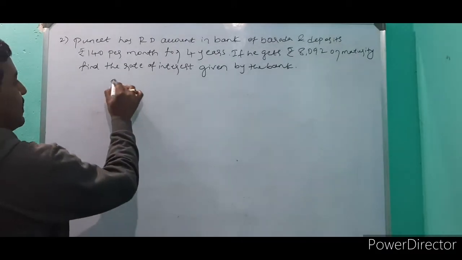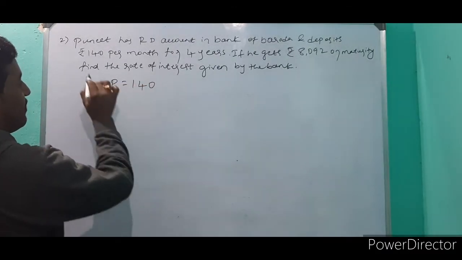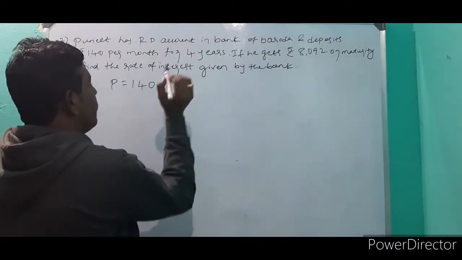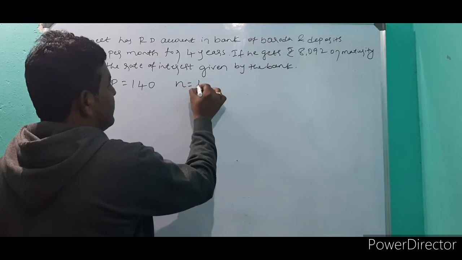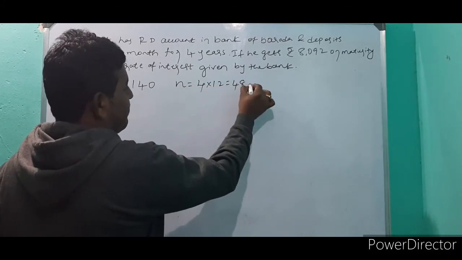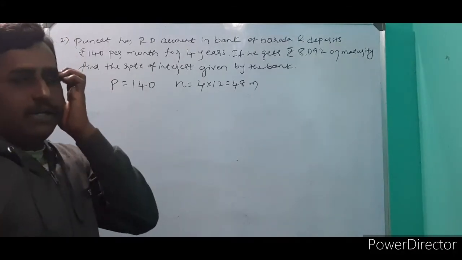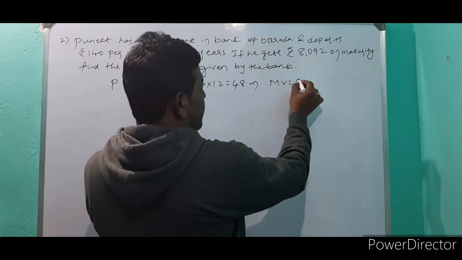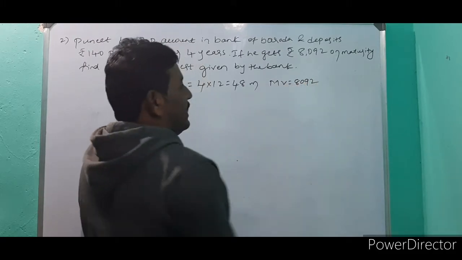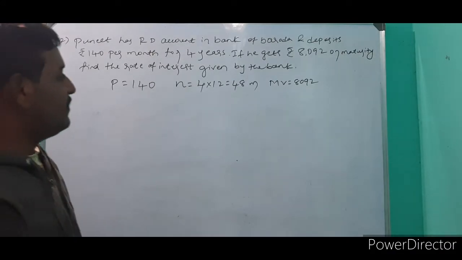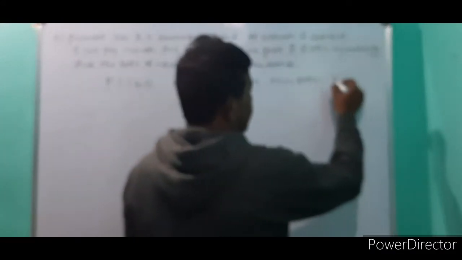He deposits 140 rupees per month. That means the P value is given as 140 rupees. 4 years means N is equal to 4 years is given. 4 into 12 means 48 months, because we are converting into months here. And he gets a maturity value of 8092 on maturity. Find the rate of interest given by the bank. Here we want to find the R value.